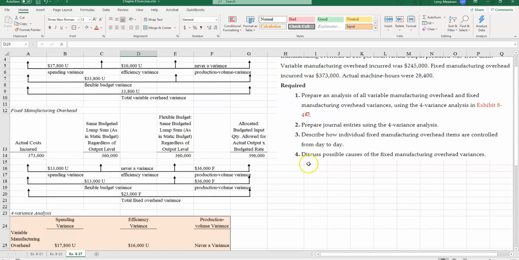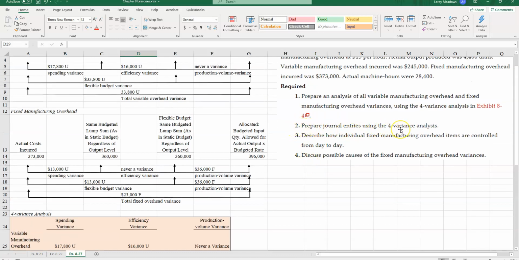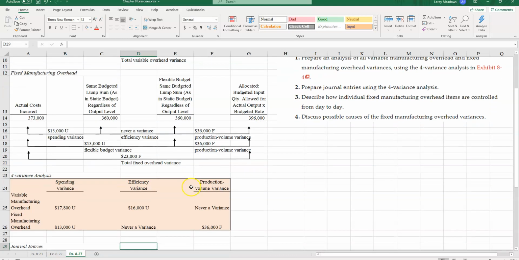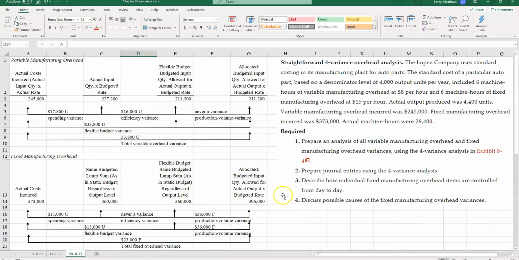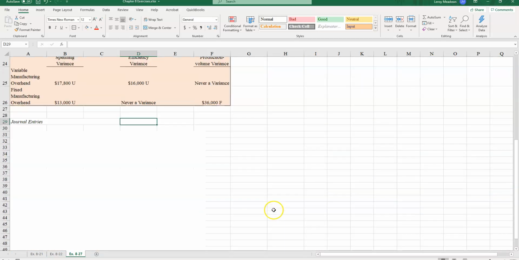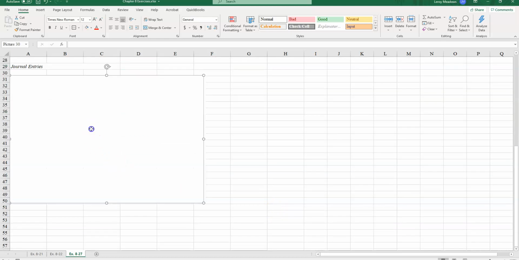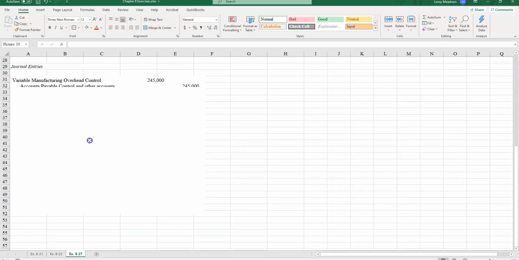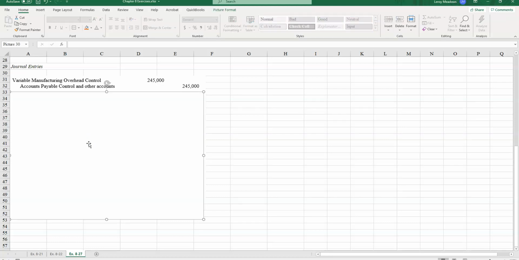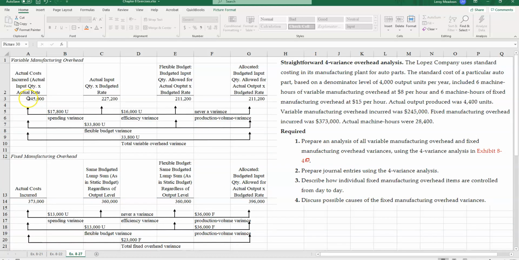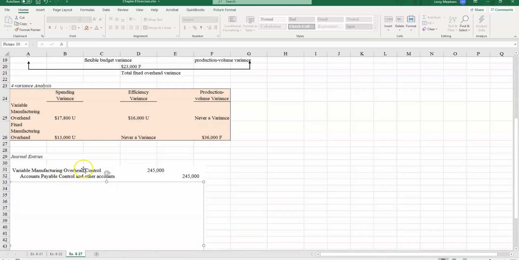Okay, so part 2 of the question asks to prepare journal entries using the four variance analysis. So using this information here and the information in the problem, do my journal entries. So what am I going to do? First of all, I'm going to handle the actual variable manufacturing overhead costs. In this case, we were told $245,000. So I debit variable manufacturing overhead control, and credit the associated accounts payable and other accounts.